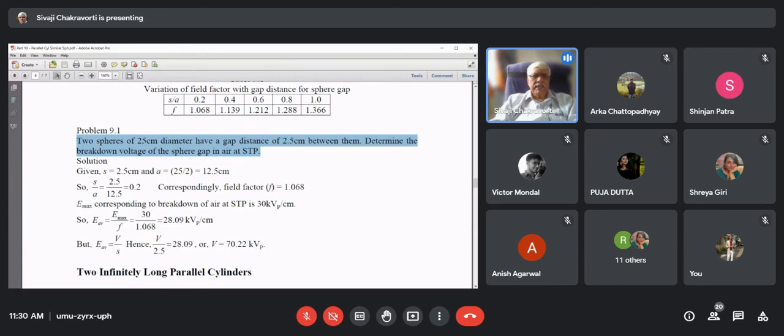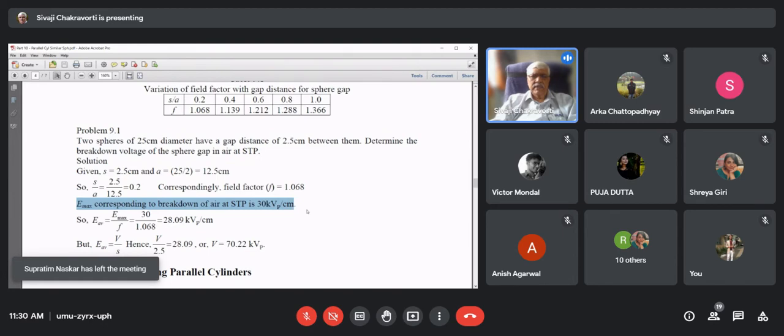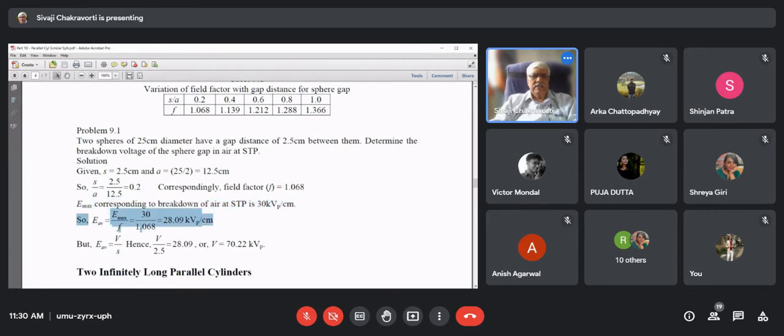Then the breakdown will take place when the field intensity exceeds the breakdown strength of air at STP, that is 30 kV peak per centimeter. So that should be the Emax. So from there, we calculate the E average in terms of field factor and Emax. It comes 28.09 kV peak per centimeter.